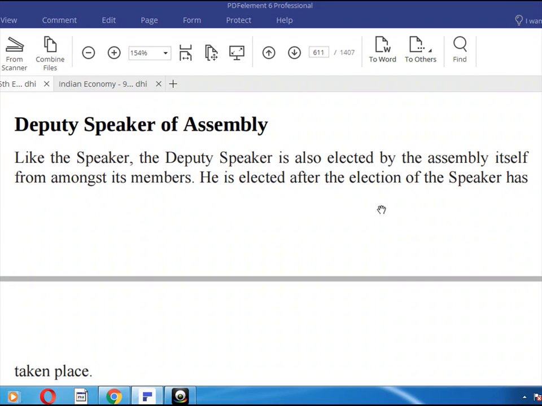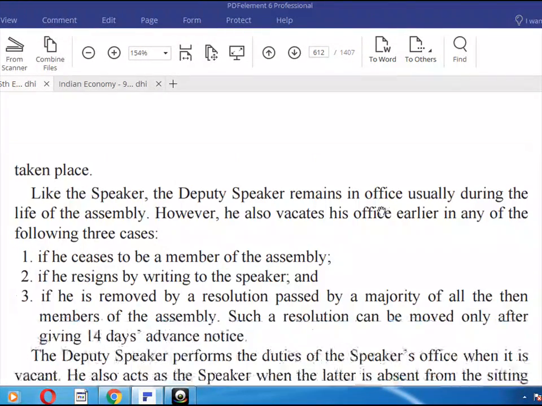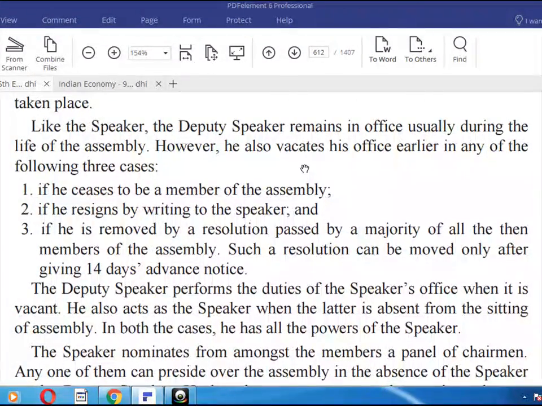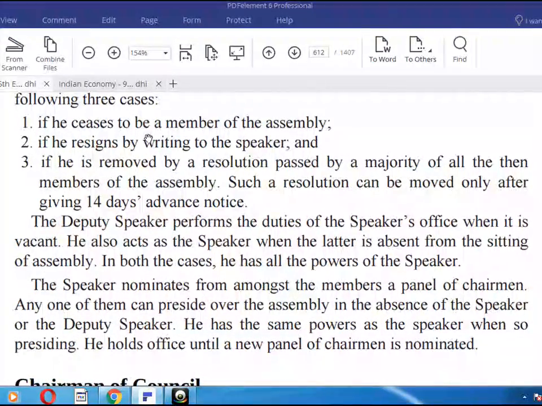Deputy Speaker of the Assembly: like the Speaker, the Deputy Speaker is also elected by the Assembly itself from amongst its members. He is elected after the election of the Speaker has taken place. Like the Speaker, the Deputy Speaker usually remains in office during the life of the Assembly. However, he also vacates his office earlier in any of the following three cases: if he ceases to be a member of the Assembly, if he resigns by writing to the Speaker, or if he is removed by a resolution passed by a majority of all the then members of the Assembly. Such a resolution can be moved only after giving 14 days advance notice.